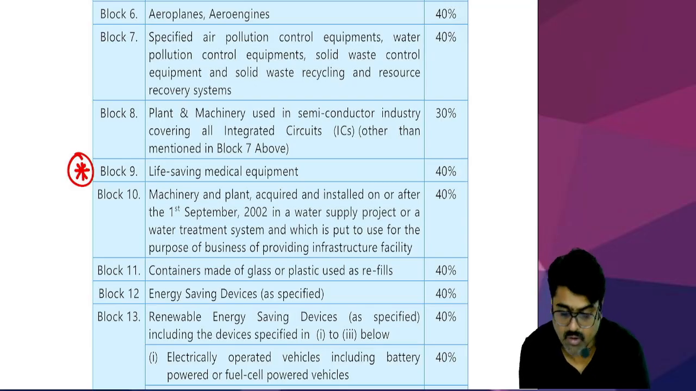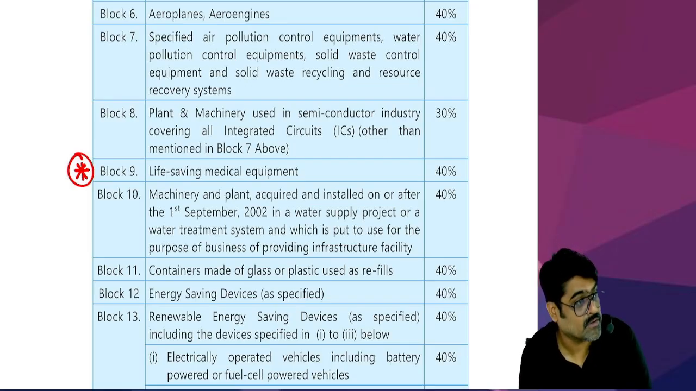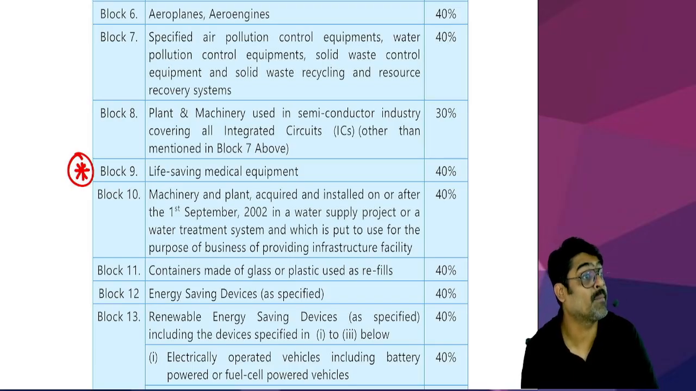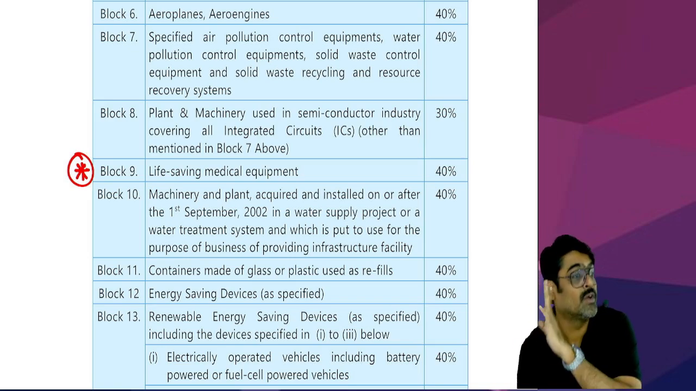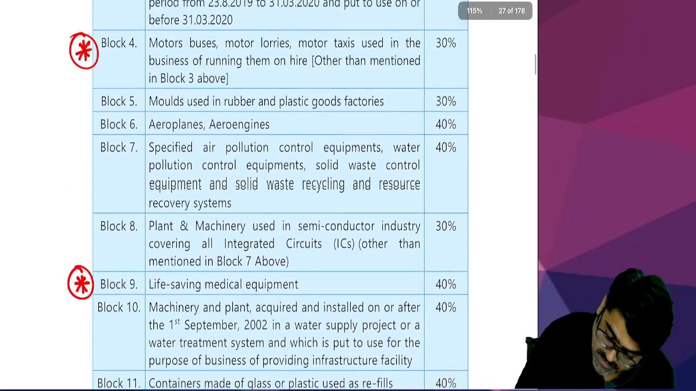Life-saving medical equipments. Who is going to use these medical equipments? Carpenter? Or doctor? So are you a doctor running your own hospital, own nursing home? In your hospital, in your nursing home, will you use medical equipments? On all the medical equipments, the rate is 15%. But if the medical equipment is a life-saving medical equipment, then the rate is 40%. So write down here only. Life-saving medical equipment, 40%.